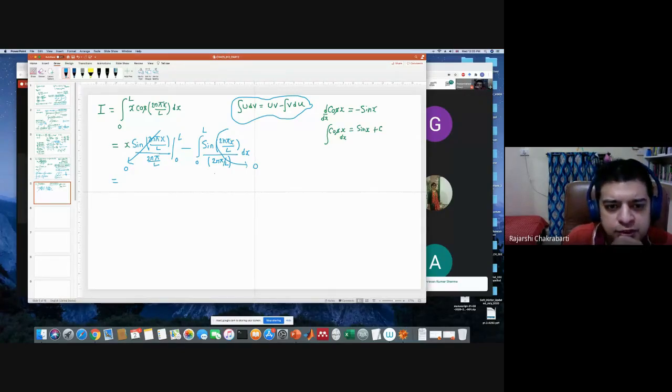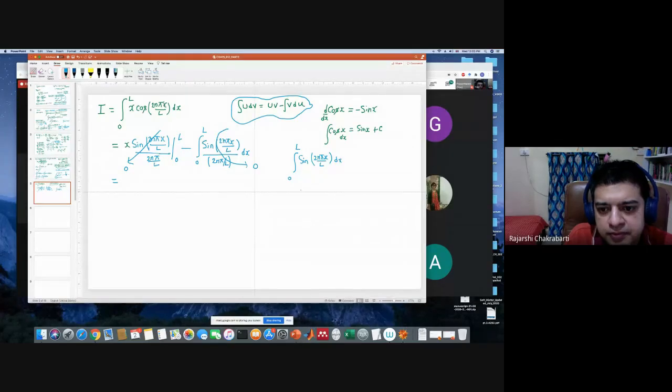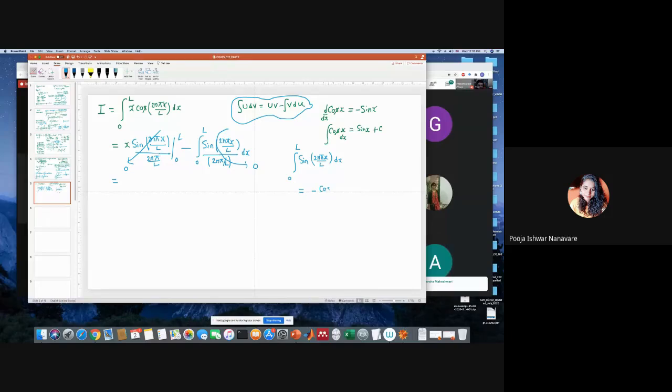You can do this actually. If you are not convinced, I want to do this again. So you have the integral from 0 to L of sine 2n pi x by L dx. How do you do this? What is the formula? You remember the formula of sine x. If I integrate sine x, what am I going to get? I'm going to get minus cos x.